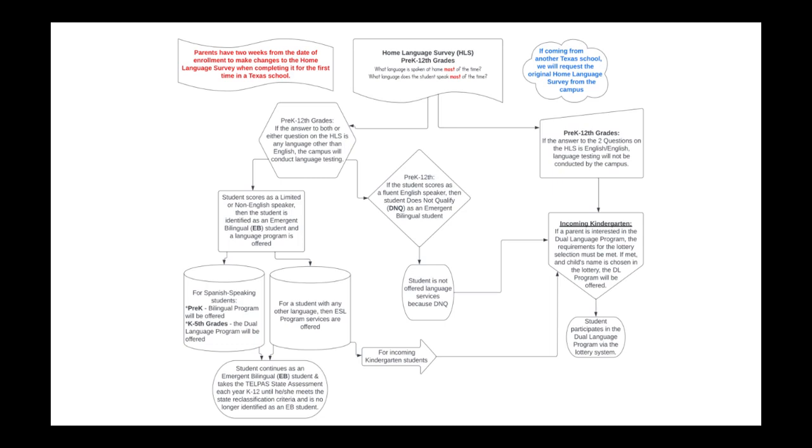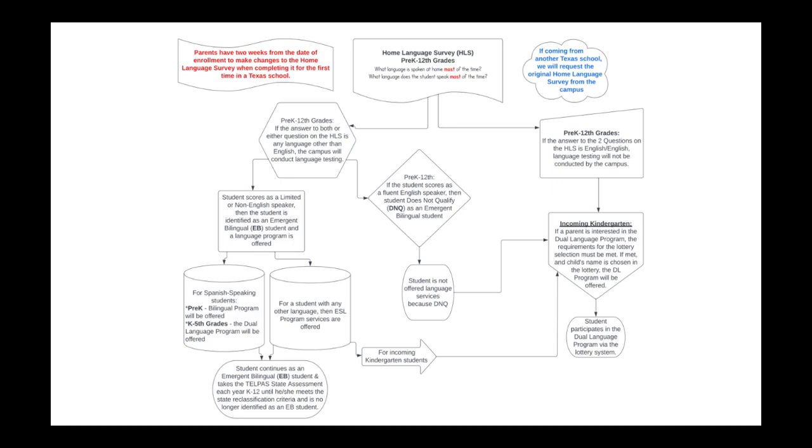The student will be tested in English to determine if the student meets requirements to be identified as an emergent bilingual student. If the student scores as a fluent English speaker, then the student will DNQ, or does not qualify, as an emergent bilingual student. If the student scores as a limited English proficient student or a non-English speaker, then the student is identified as an emergent bilingual student.